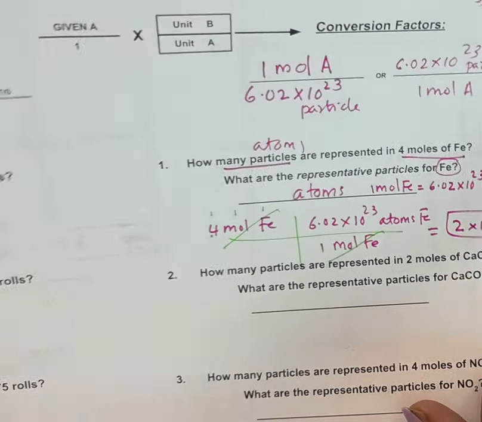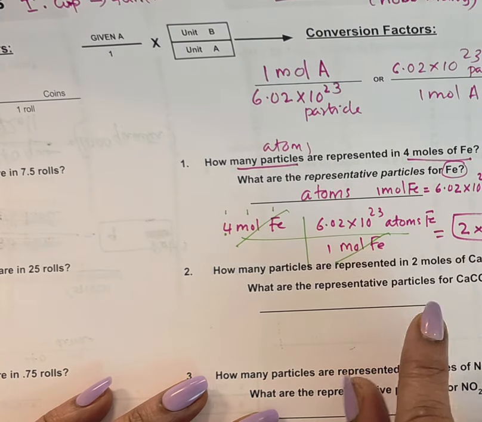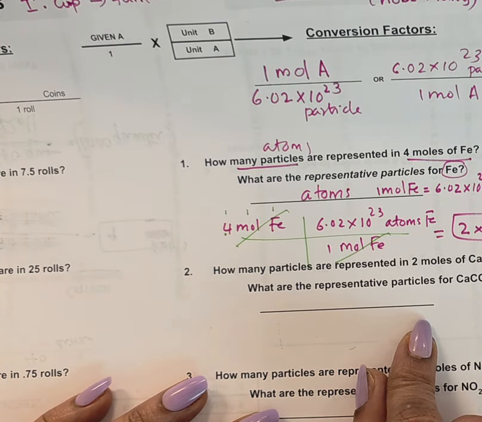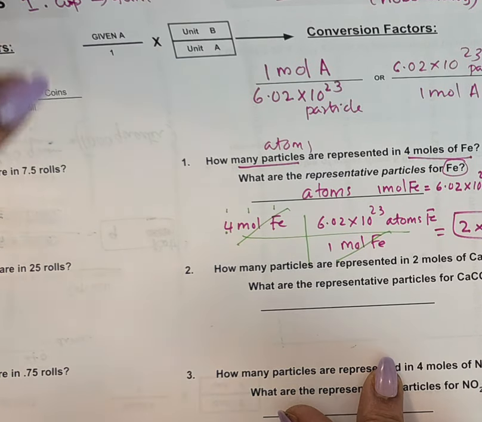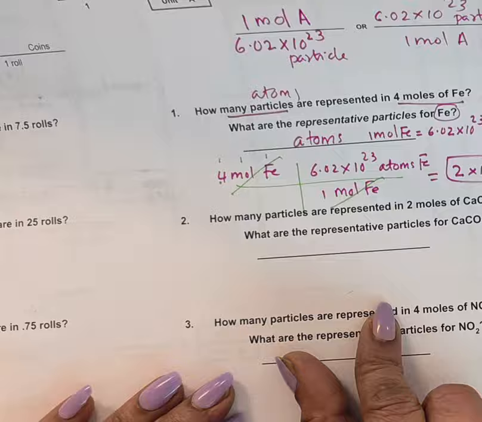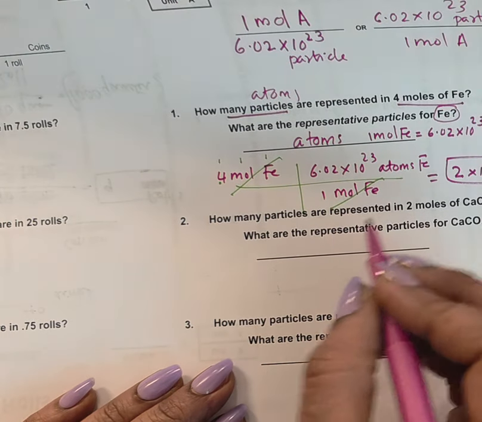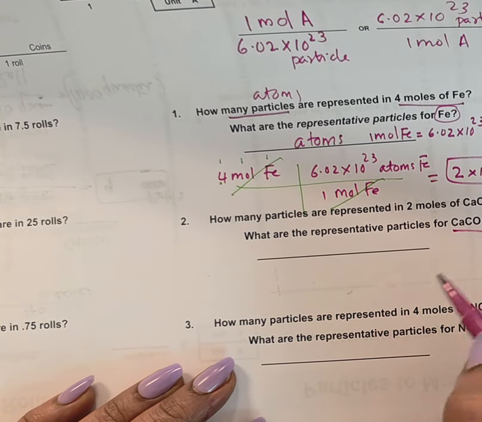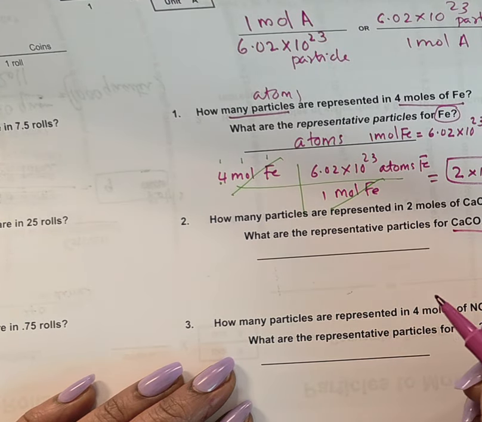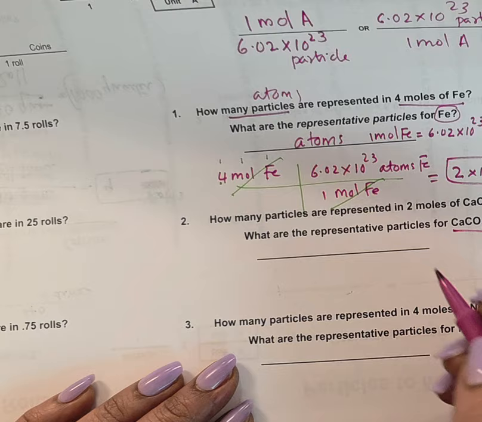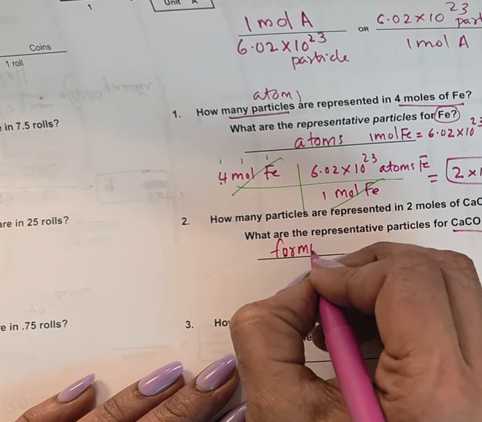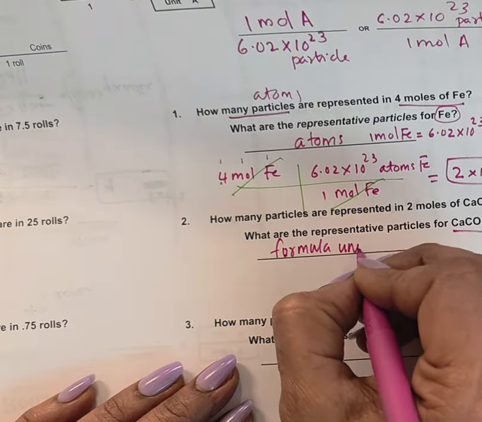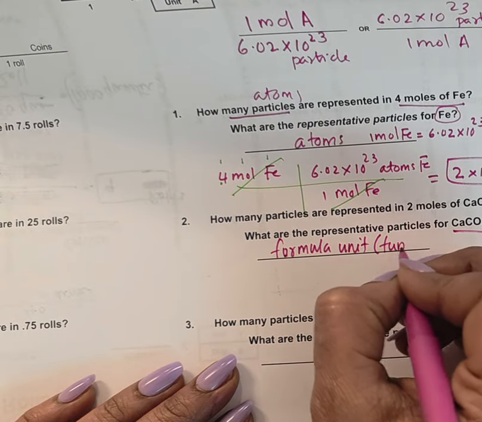Okay, do you need help with this one, or can you guys do it? You got it? Yeah, I'll do these 3. Okay, let's do it. So this one, it says calcium carbonate. What type of compound is that? Ionic. So the formula unit you are going to write.